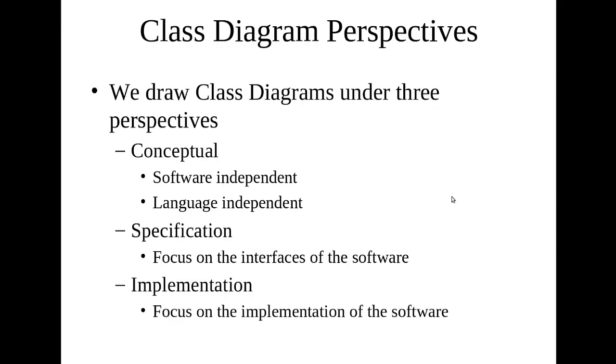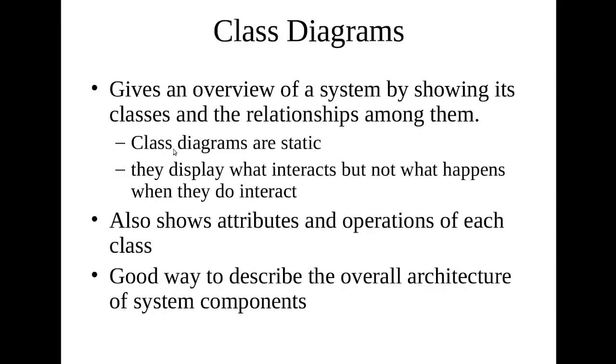What happens in a class diagram? Here we give an overview of the whole system. In our whole system, what happens? We have different objects, and for those objects we should have certain classes, right? So we will represent the whole system in terms of classes and how these classes are going to interact with each other. That's it. Simple.